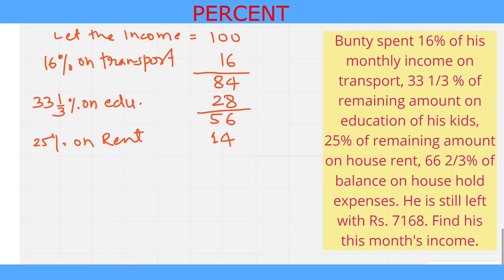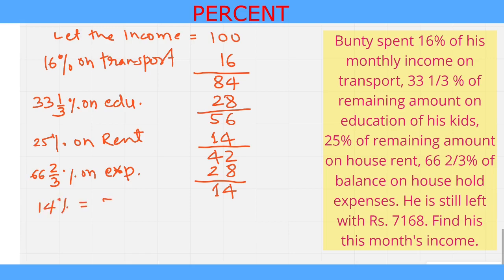So 1/4 of 56 is 14, and now remaining is 42, and 66 and 2/3% is spent on household expenses. That is 2/3. 1/3 is 14 and 2/3 will be 28. So 66 and 2/3% of 42 is 28, and on subtracting we get 14. Now 14 out of 100 is 14%. So 14% remaining is equal to 7,168.